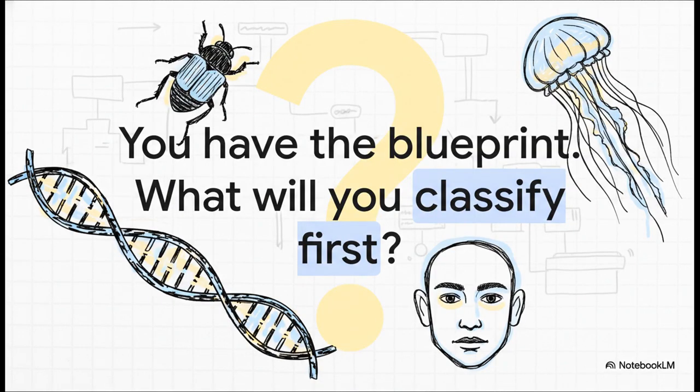So the next time you see an insect or a jellyfish in an aquarium, or heck, even just look in the mirror, you now have the toolkit to understand its fundamental design. You've got the blueprint. The only question left is, what are you going to classify first?